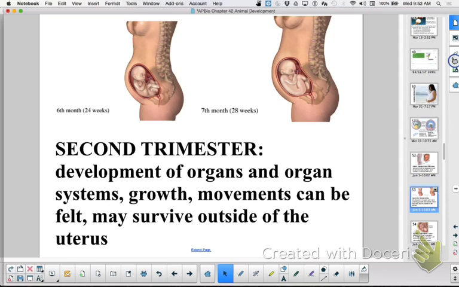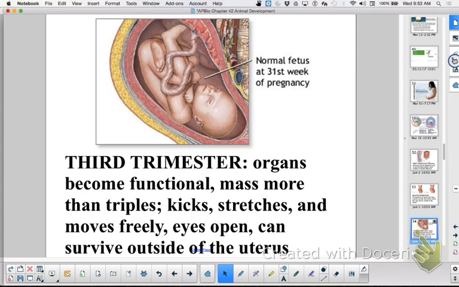Second trimester, you're starting to show a little bit more and you have movements, and then in the third trimester, you notice the baby turns around because they go head first when they head out.